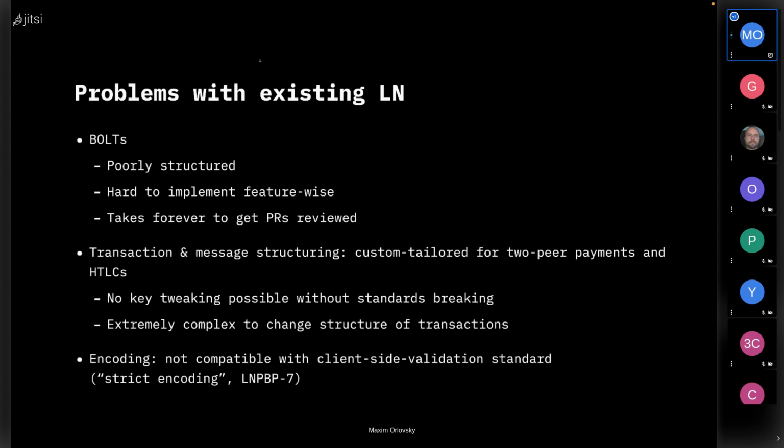So for instance, no key tweaking, which is heavily used by RGB and client-side validation, is possible without breaking many standards. And it is extremely complex to change the structure of the transaction, adding new inputs, and so on and so forth. Because literally, if you change one piece of the transaction, you have to update nearly all of the BOLT standards. And finally, the encoding used by Lightning Network does not match well the guidelines we have developed for client-side validation applications, which we described as a part of the strict encoding standard, or LNPBP 7.